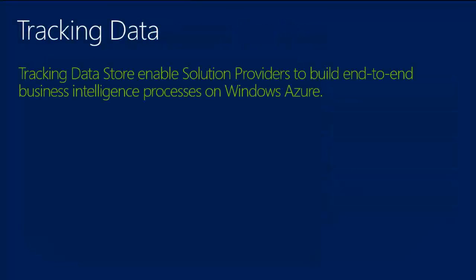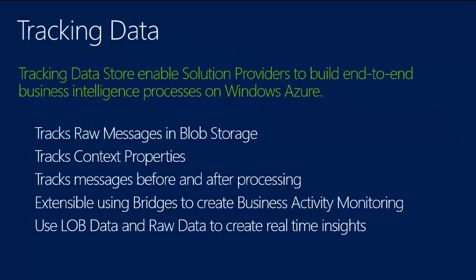And really the tracking of the data in this BizTalk service is the key and the value add, I feel. Because it tracks the raw messages in blob storage that you can extract. You can tag different properties to track during the message flow, like the order number and other things. And it tracks before the processing. If you've got any maps, it will track them after that as well, so you can see before and after state. And it's extensible using the bridges, which I'll show in a second in the demo.